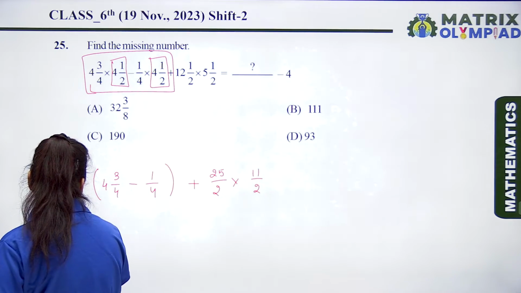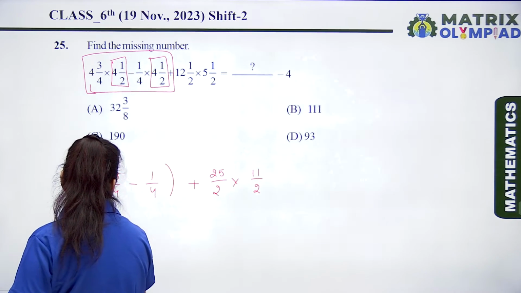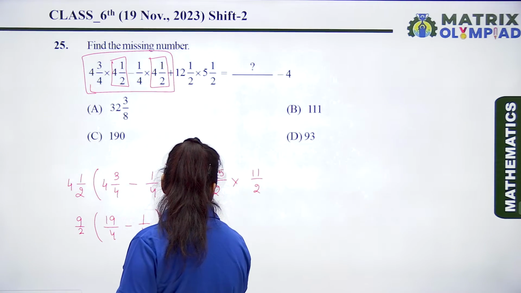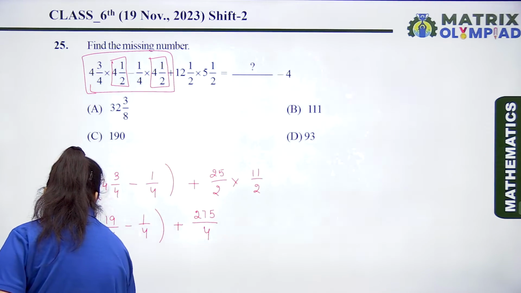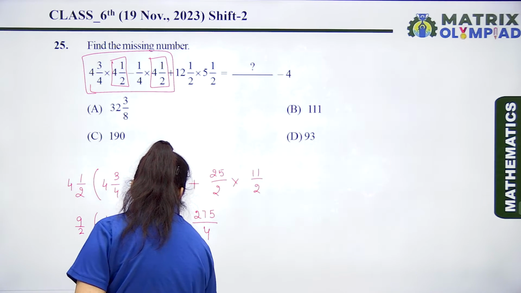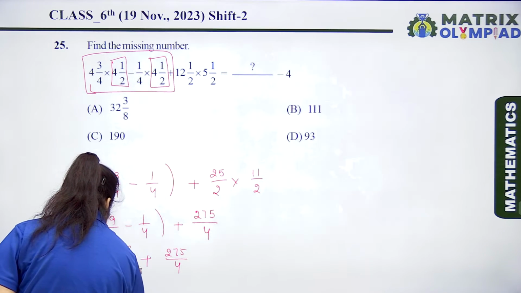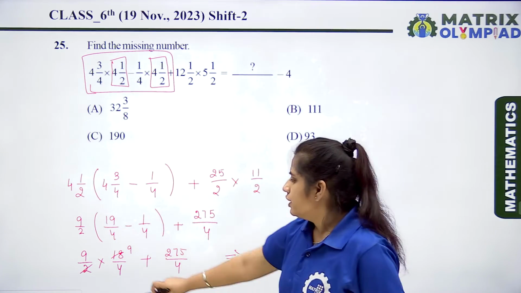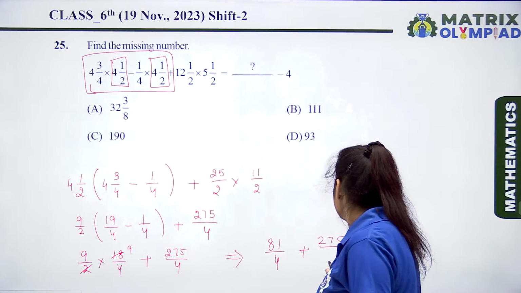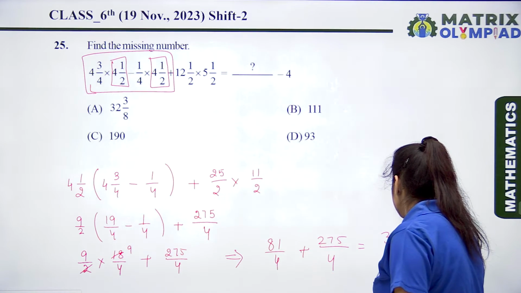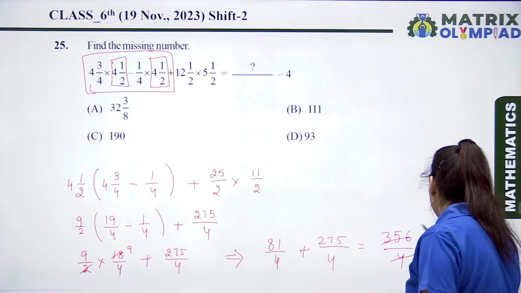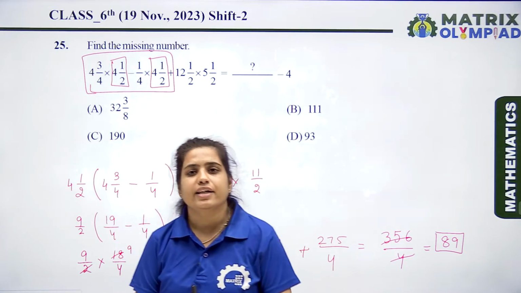Now here 9 multiplied by 9 is 81 upon 4 plus 275 upon 4, that is equal to 356 upon 4, that is 89. So after solving the left hand side we get 89 as the answer.